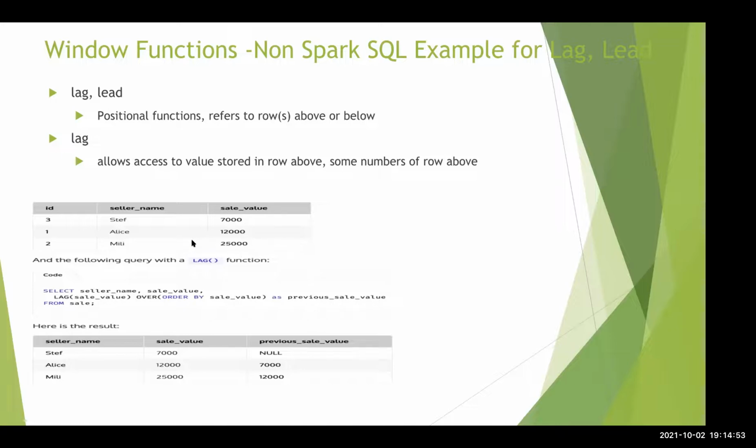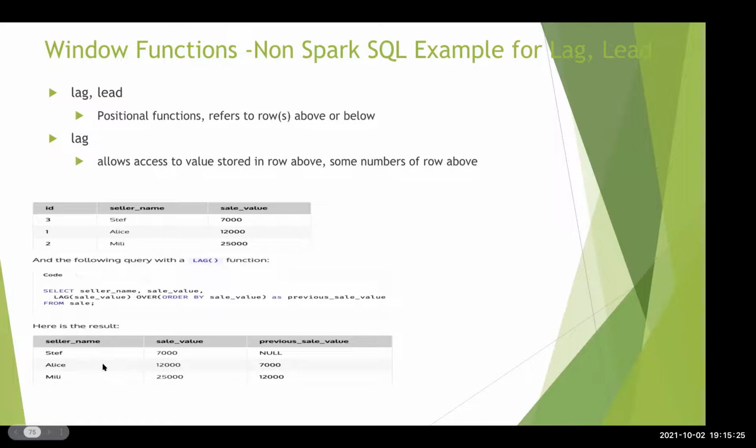What this lag will do is order by sale value, as previous sale value. So now we are ordering by this, and you will see that by default it's ordering in ascending order, 7,000, 12,000, 25,000. So now what is the previous sale value? The sale value of the previous row, for this row. There is no previous row, right? Because it's the first row, there is no previous row, so it comes as null.